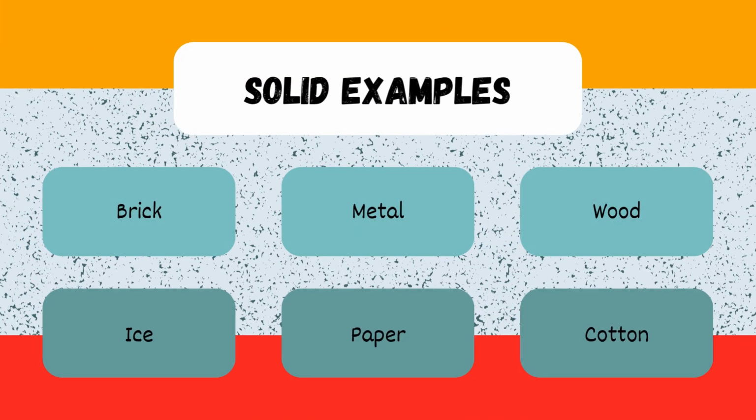Here are some examples of solids. You can see bricks, metal, wood, ice, paper, chair, table, book, cotton. These all are examples of solids.